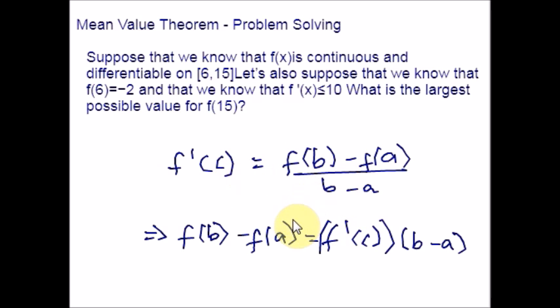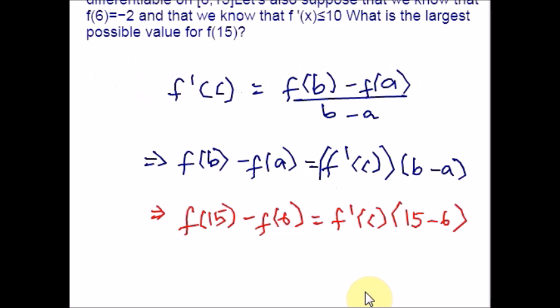So in the place of f of b, I can use f of 15. F of a is f of 6 here. And f dash of c is the same thing. B minus a is 15 minus 6. So by replacing all those values, all the given clues in this equation, I'll get. Now plugging in for the known quantities and rewriting this a little, I'm just going to shift this to the right side of the equation. And 15 minus 6 is 9.